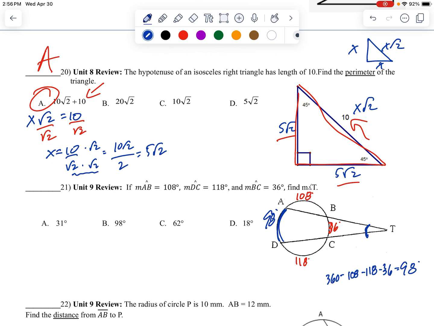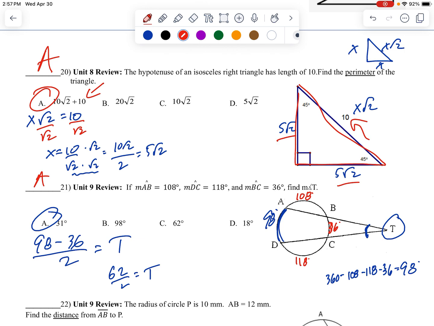And next, to find angle T, I'm not done. 98 is an option, but that's a trick. Don't pick that option. Angle T is outside of the circle, so I do the farther arc minus the nearer arc, divided by 2. That gives me the angle. So 98 minus 36, divided by 2, gives me T. 98 minus 36 is 62, over 2 is T, so A is my answer there.